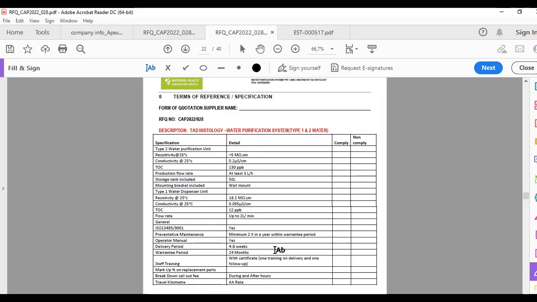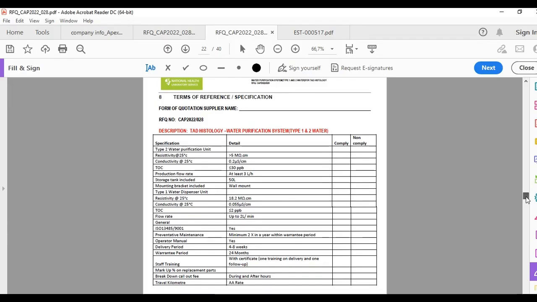They require staff training. So 1 training on delivery and 1 on a follow-up with the certificate. So if we are outsourcing this to another technical company to do the installation, remember to include a training certificate as well when you are quoting. And then there's breakdown, call-out fee, comply and non-comply. So generally we would select comply because we do offer after-sales support for any equipment that we supply.